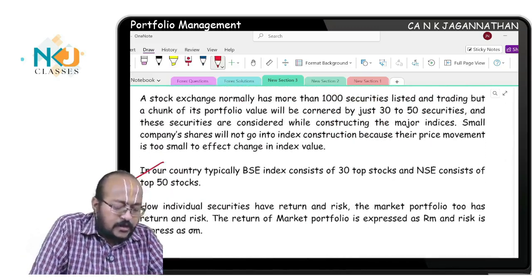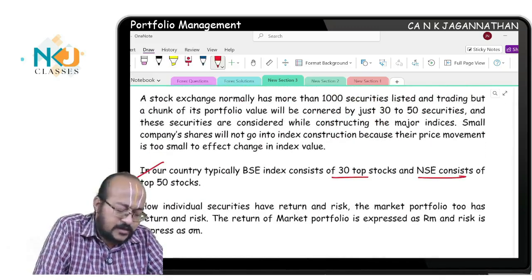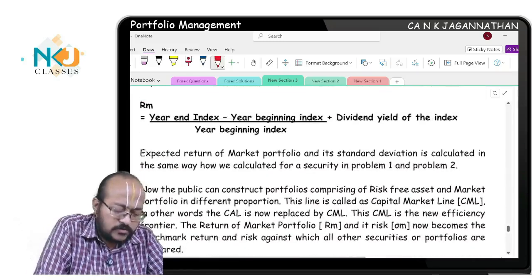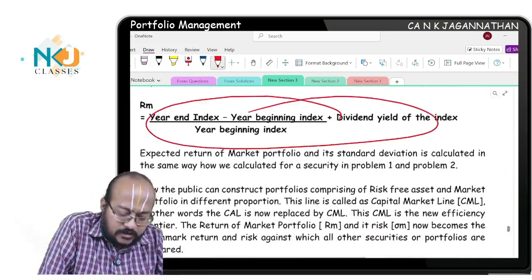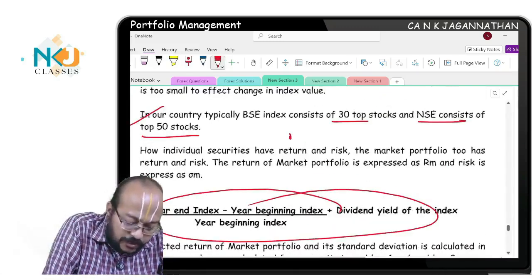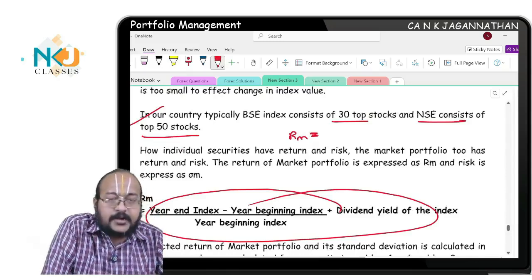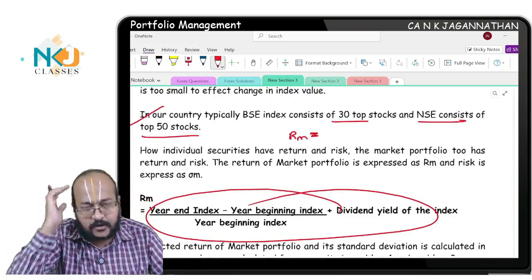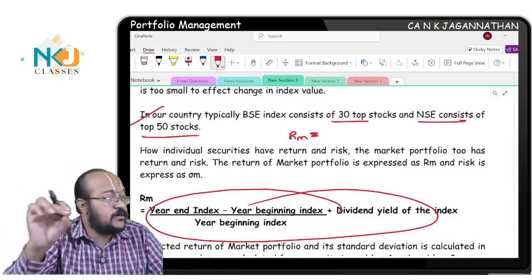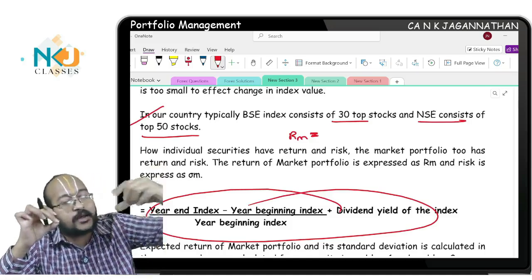In our country, the NSE consists of the top 50 stocks. One more thing, the return of the market. This is why I have explained this. Now you need to find out the return of the market. Just now I told you the index jumped from 100 to 105.88. Correct. This is capital appreciation, captured through share price appreciation.